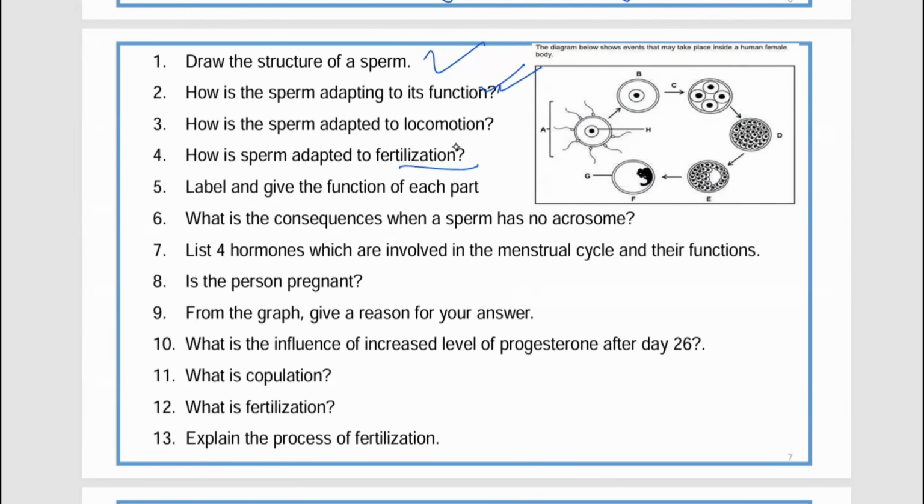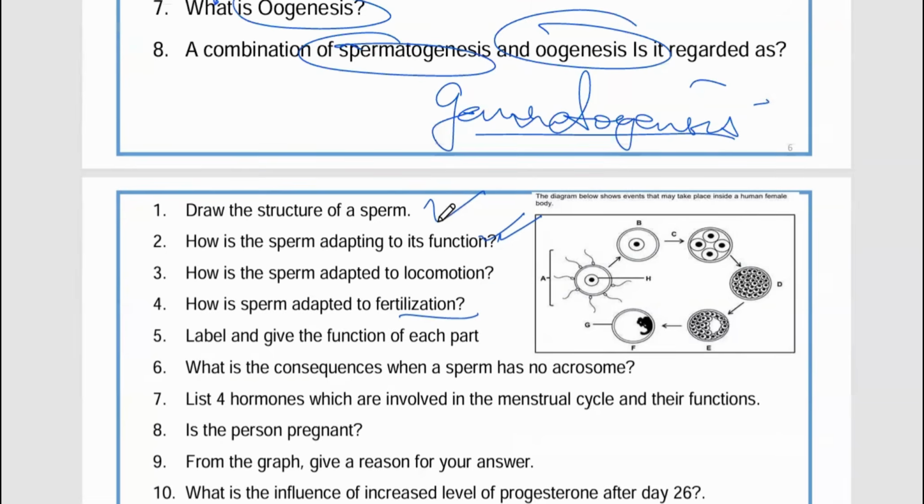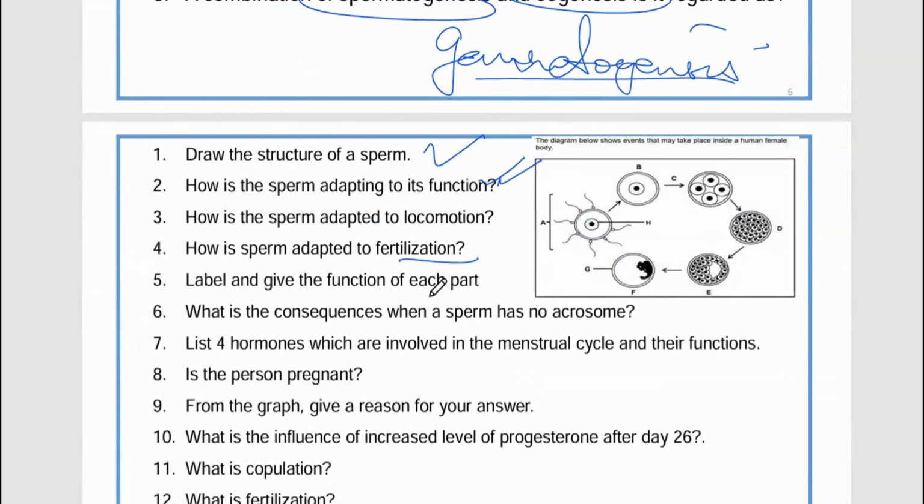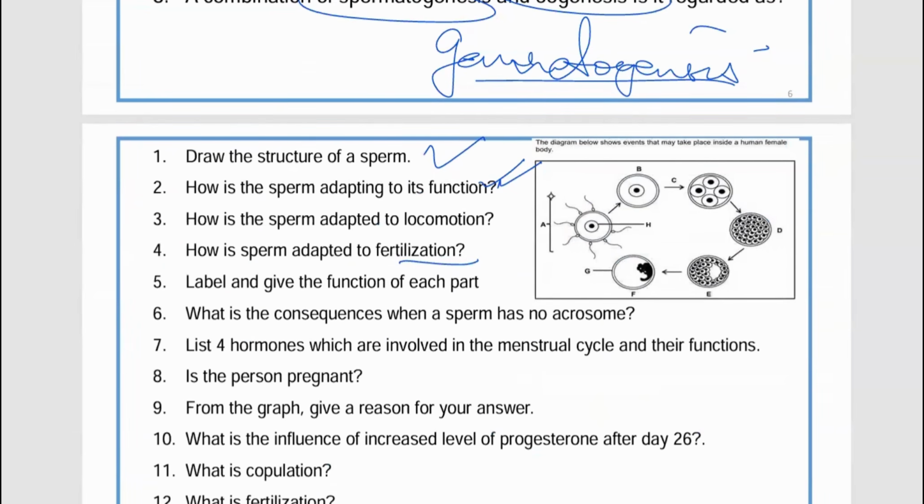How is the sperm adapted for fertilization? We saw it. We say that you look at the nucleus for genetic inheritance. It contains DNA, or genetic information. And then you can also talk about the acrosome, which contains enzymes for fertilization. Label and give the function of each part. We have labeled all these diagrams. Okay, we'll finish that afterwards.